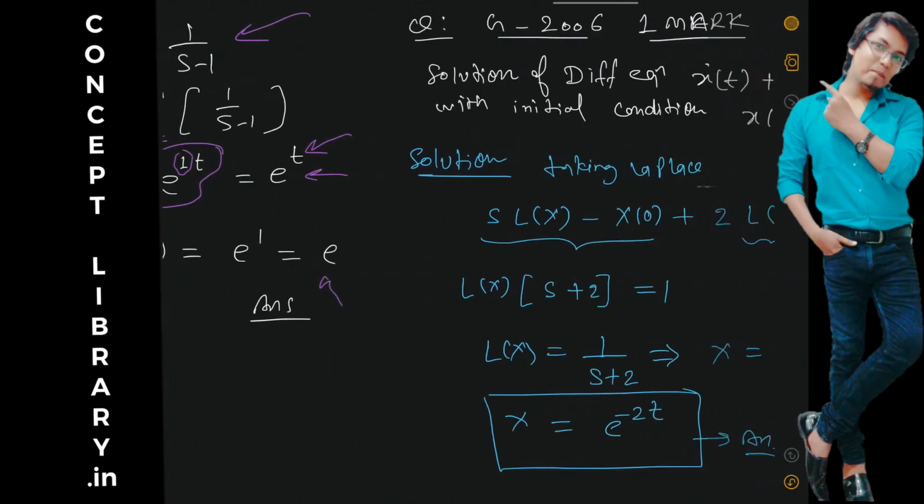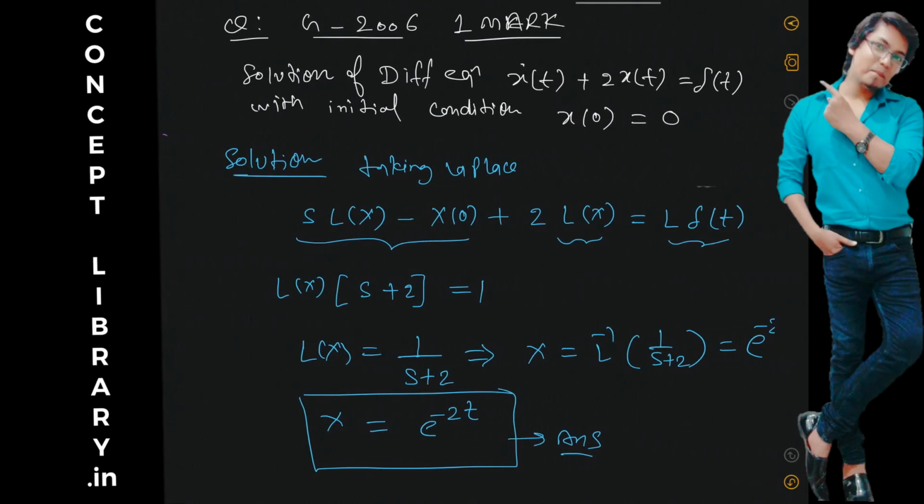Fine. See one more question they asked in 2006, 1 mark. Solution of differential equation x dot t plus 2x(t) is equal to delta t. This delta t is definitely impulse function, right? We have discussed in some video, some part, I don't know which part. If you're coming from the beginning, you will be knowing.